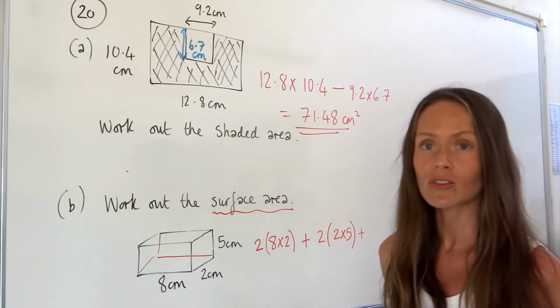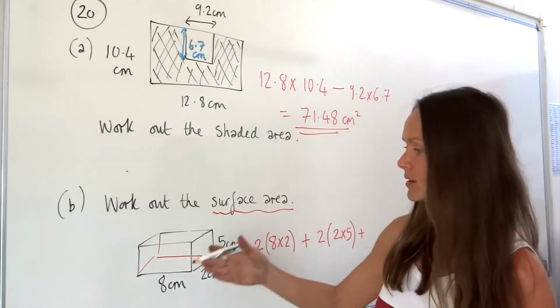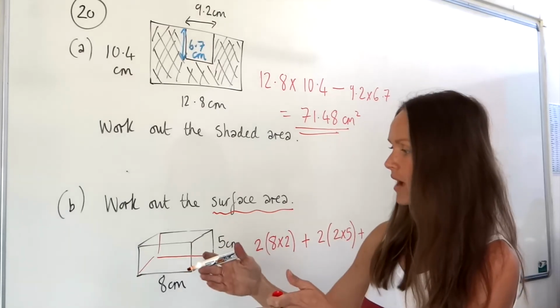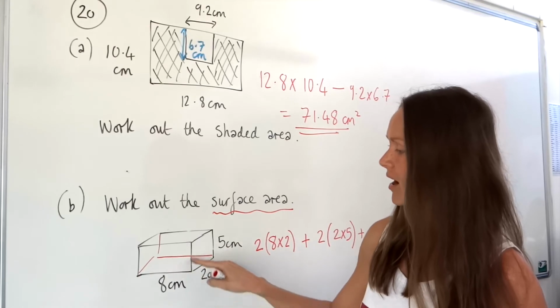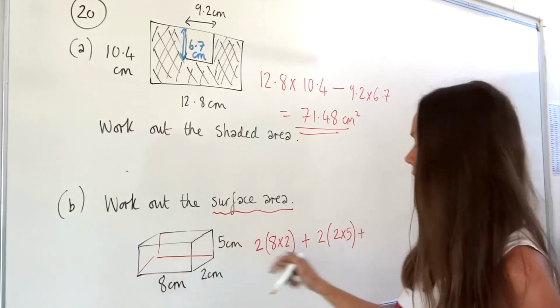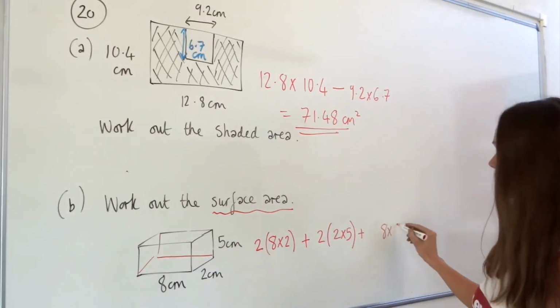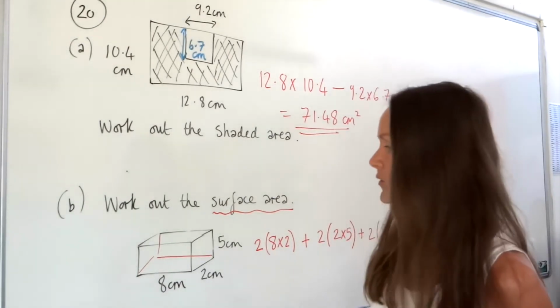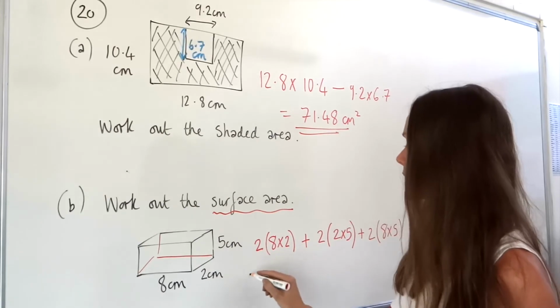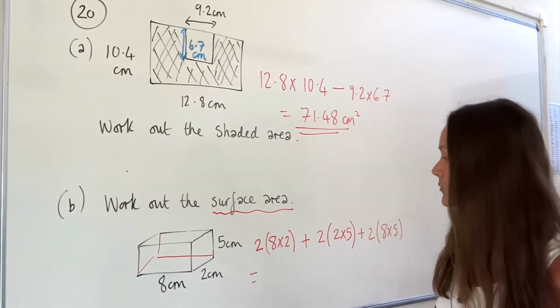And then there are 2 more surfaces left. We've got these ones, the ones on the front and the back. To do this one here, the base is 8 and the height is 5, so 8 times 5. And just like in the other ones, we're going to multiply by 2 because there are 2 of those surfaces that are exactly the same. So we can work this out.